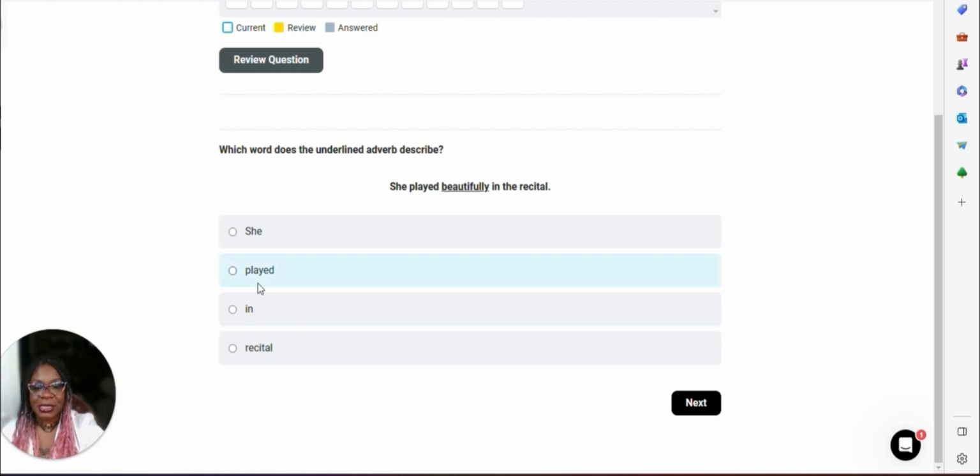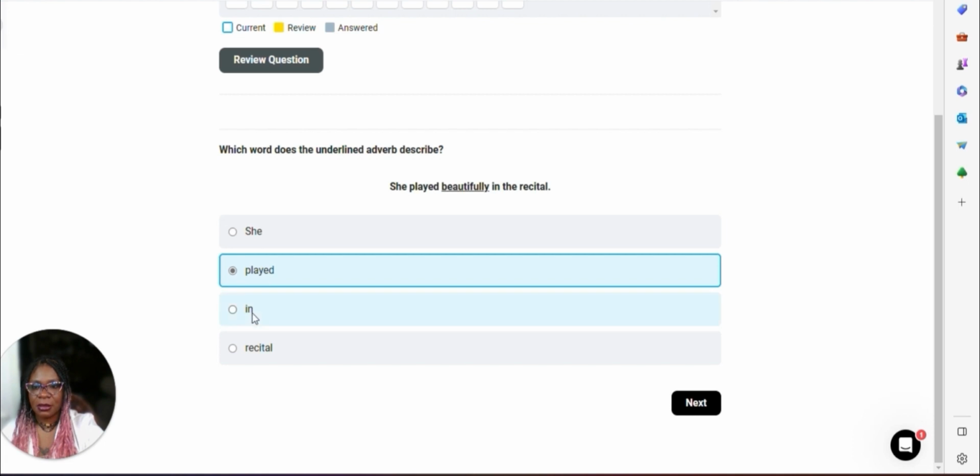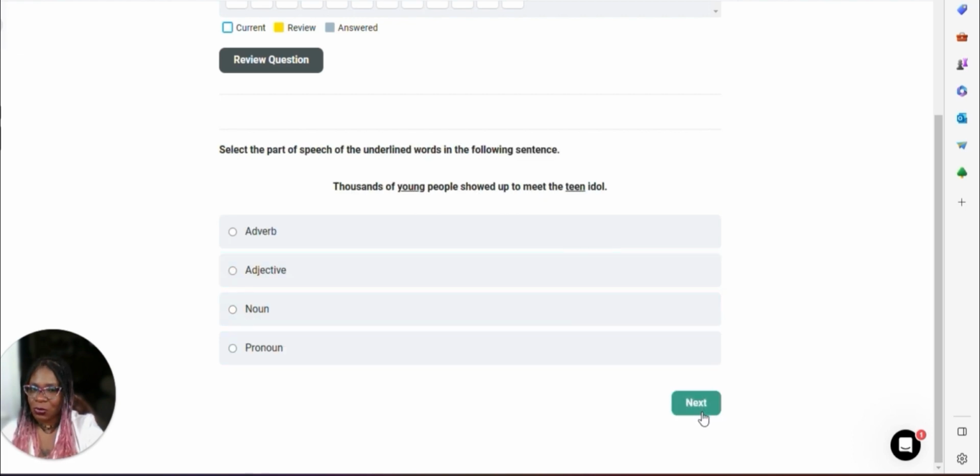The answer is going to be played. And that is because beautifully is an adverb that describes the verb played. Okay, so let's move on to the next question.